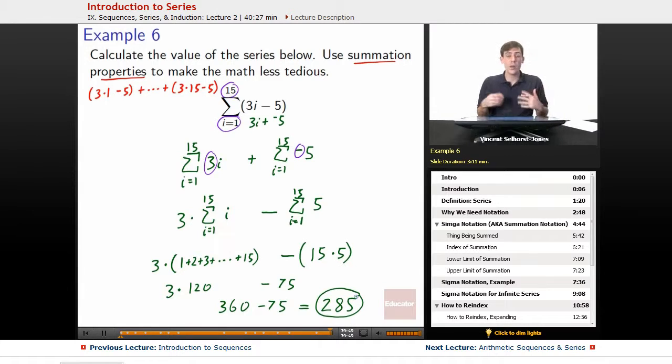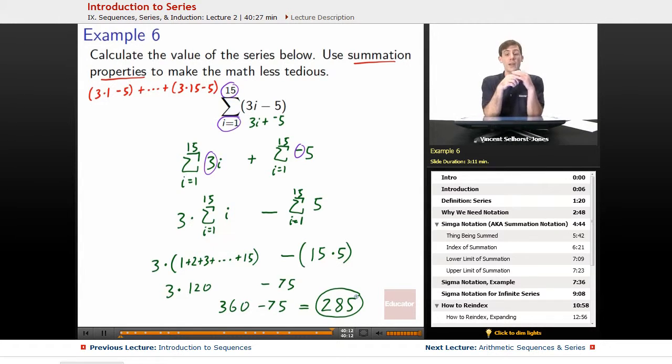So we still had to do a little bit of writing this out, right? The slowest part here is going to be adding by hand 1 plus 2 plus 3 plus ... up to 15, or using a calculator. But either way, that's way better than having to multiply numbers and then subtract 5 and then add that each time over and over. So we can use these summation properties to split things up into ways that make them easier to work with. All right, cool.